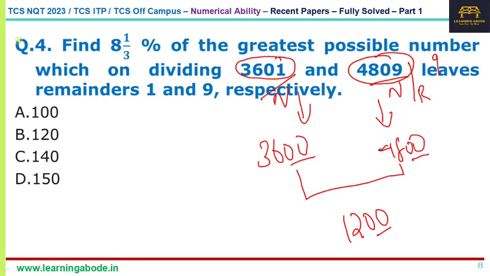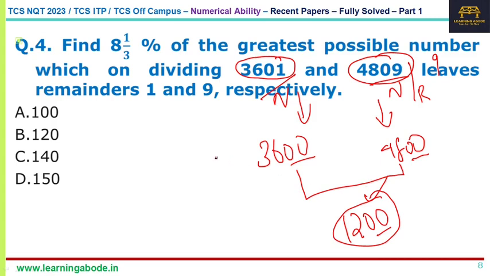Now between 36 and 48, what is the HCF, the highest common factor? 12. So 1200 is the HCF, the common factor for 3600 and 4800. In other words, 1200 is the highest number that will leave a remainder of 1 when you divide 3601, and when you divide 4809 by 1200, it will give a remainder of 9. That's the greatest number possible. Any factor of 1200 will do that, but that's not relevant to this question. The highest number is 1200.